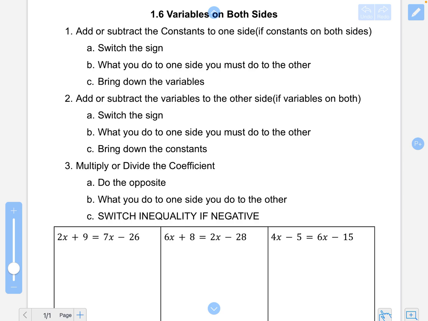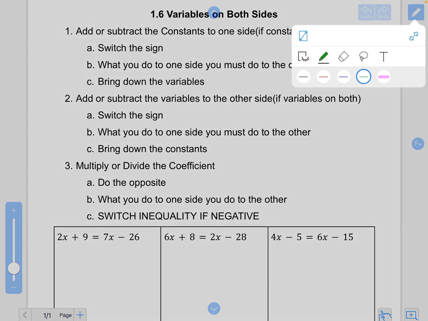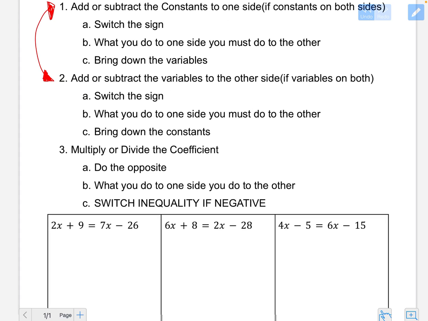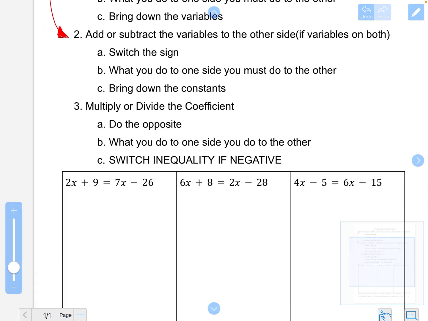Today we're going to talk about Unit 1.6, where we have variables on both sides. We're going to talk about the order in which to do this, and I'm going to be very honest: you can do step 1 first, or you can do step 2 first. It's whatever is easiest for you and makes the most sense. They're similar, and it's up to you. I'm going to do the first one the way the steps are written, and the next one the other way. So find and use the way that's best for you.